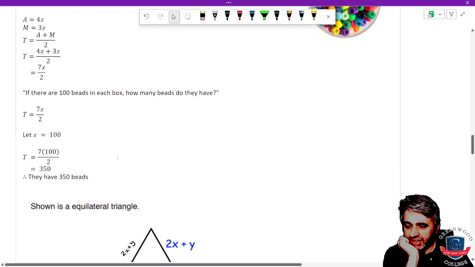Now let's just say we had 100 beads in each box. How many beads would they have? So we'd substitute 100 into our equation. That would give us 7 times 100 divided by 2 is 350. They'd have 350 beads that are not faulty.